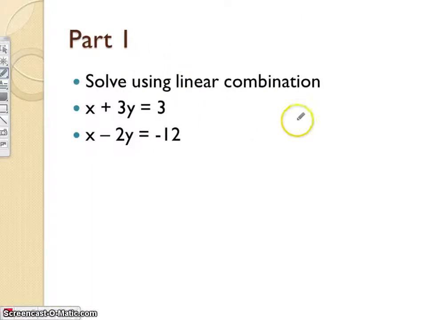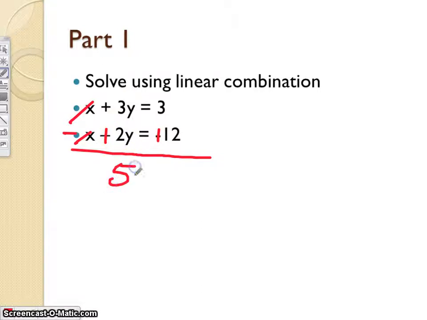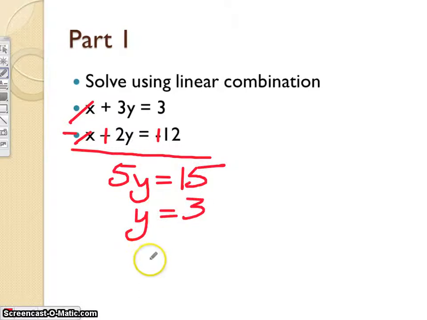First of all, be able to solve using linear combination. That's where we are going to combine two things together. Multiply the bottom one by -1, and now I can combine. My x's will be eliminated. 3 plus 2y gives me 5y. 3 plus 12 is equal to 15. Divide both sides by 5, and we get y equal to 3.